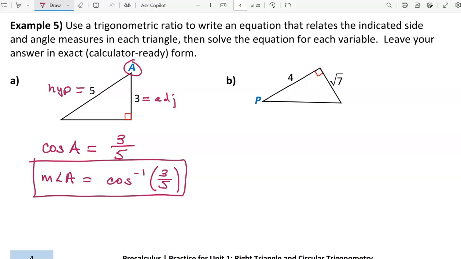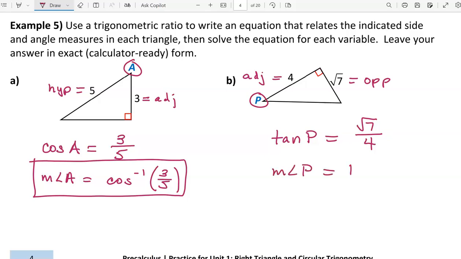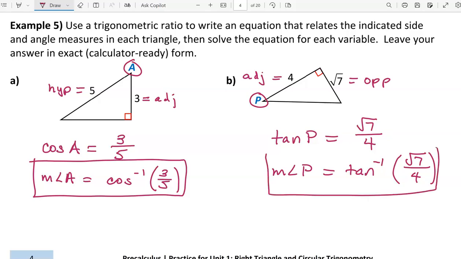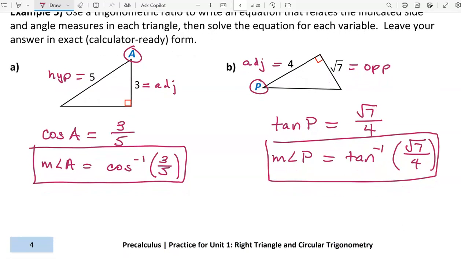All right, let's check out B. We have missing angle P. Square root of 7 is in the opposite position, and 4 is in the adjacent position. It's adjacent to angle P, but it's not the hypotenuse. And so that means that we are going to use a tangent ratio. Tangent of angle P is equal to the opposite value over the adjacent side length. And again, we can find the measure of angle P here by undoing the tangent. Remember, it's not multiplication, so we're going to undo it by writing tangent inverse of the square root of 7 over 4. Remember again, tangent inverse goes on the left side of square root of 7 over 4.